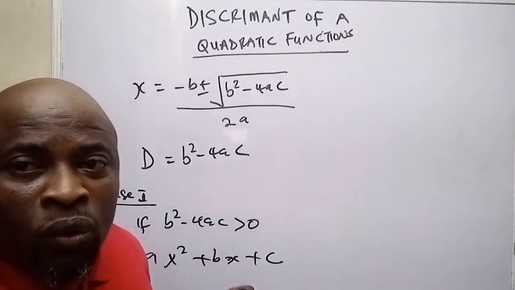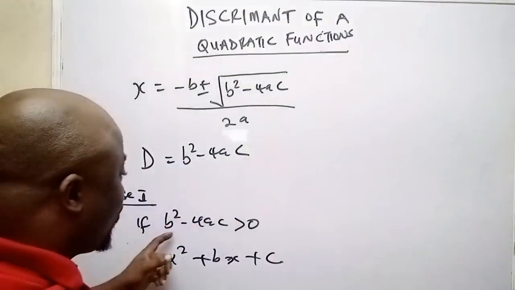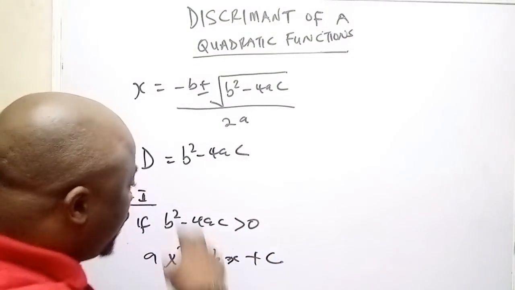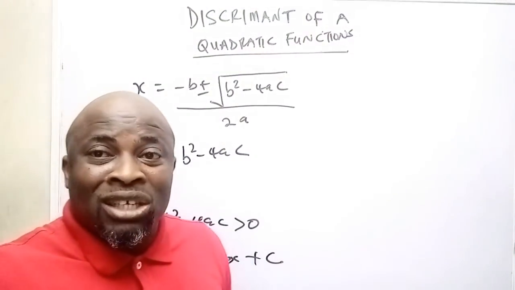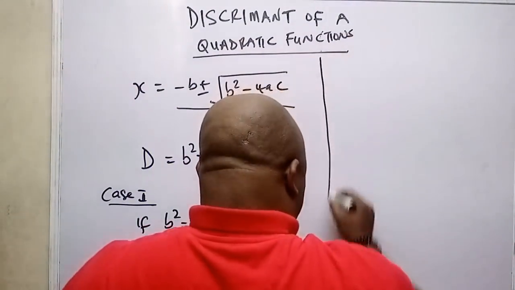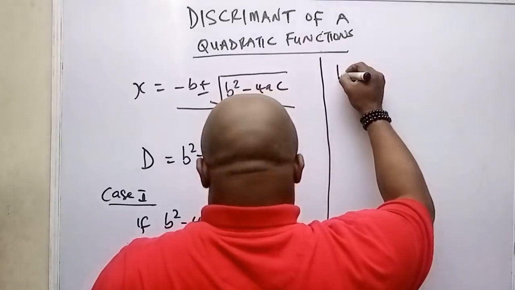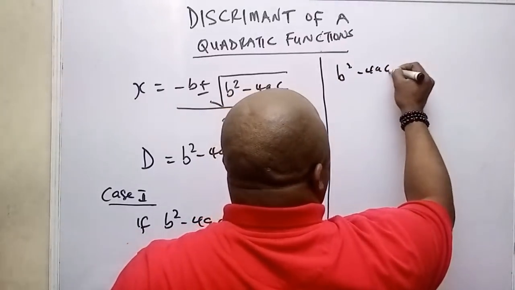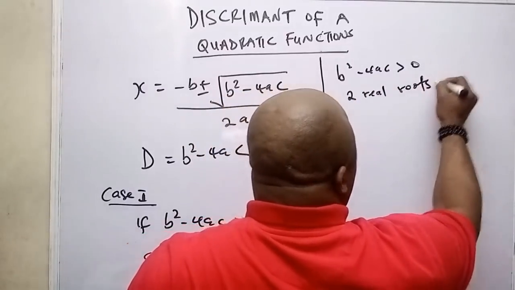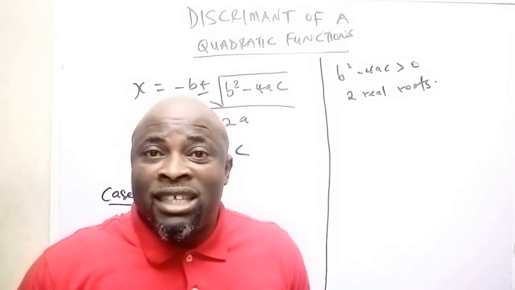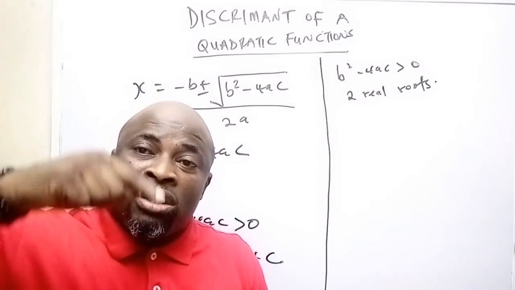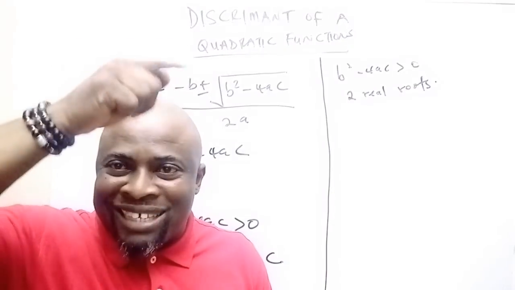And I said in case 1, if b squared minus 4ac is greater than 0, that is the first case, it means we are going to have two real roots. Two real roots means that our graph will cut across two points. It will touch the x-axis at two points.